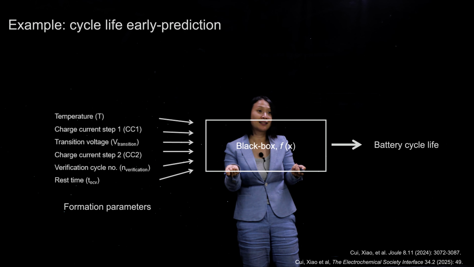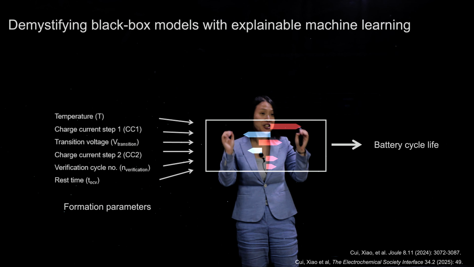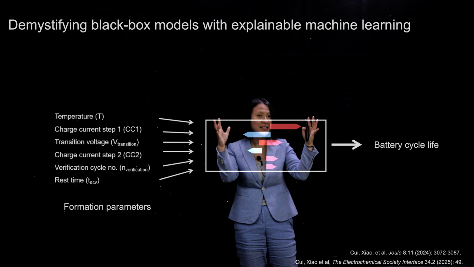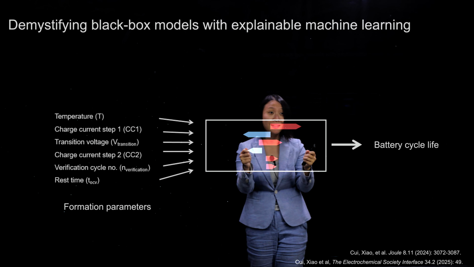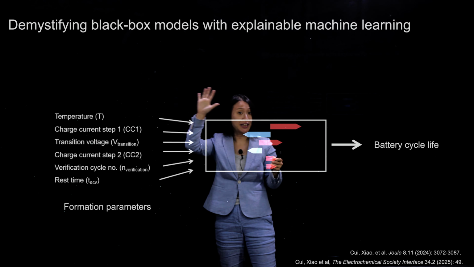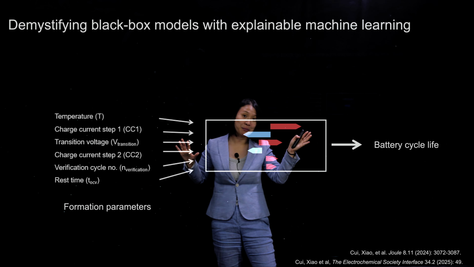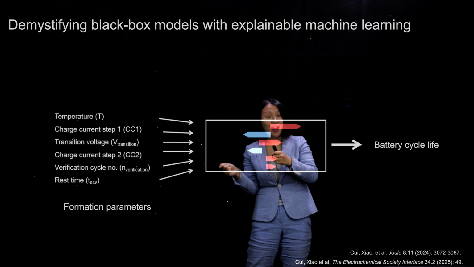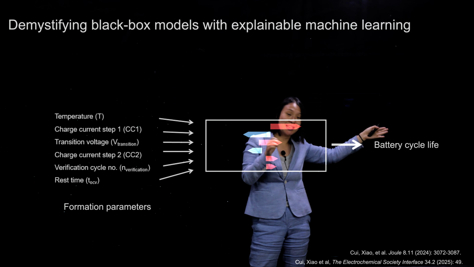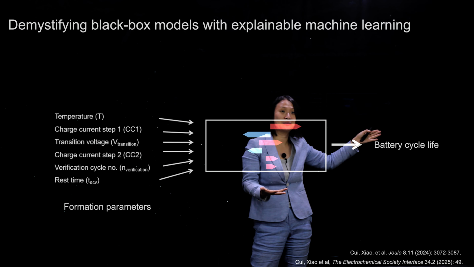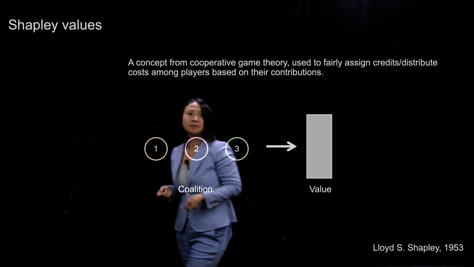The idea of using explainable machine learning is to open up this black box and then understand which of the input features are most important and how these features impact its final prediction outcome. So how does it work?